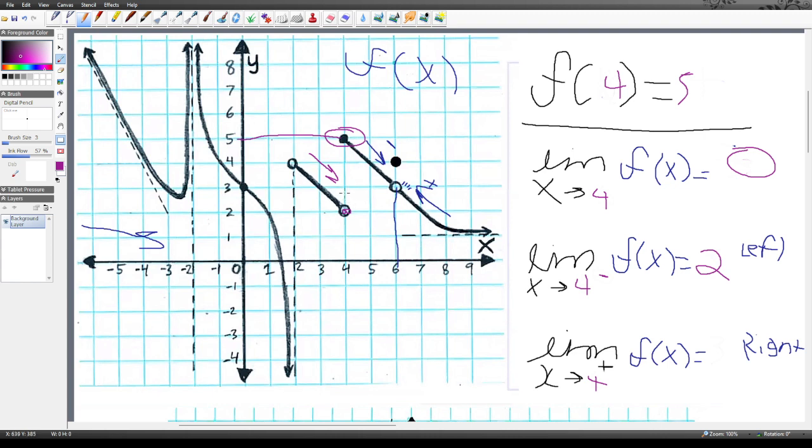But here we have the positive side, or the right side. So we're increasing, and your limit for the right side will be 5. Okay, so let's give it another try for evaluating 2.